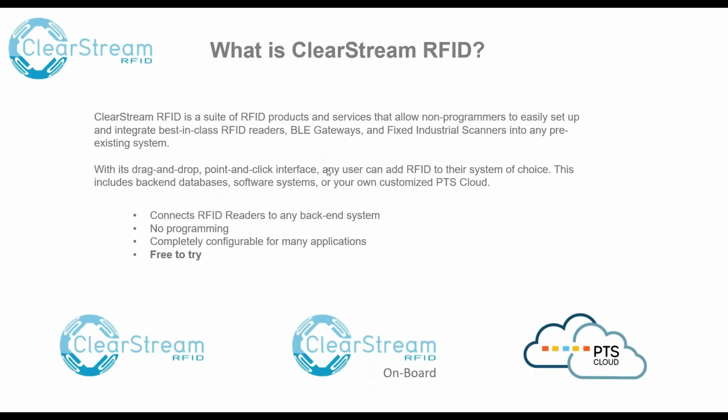The first slide is for anybody completely new to ClearStream RFID: what ClearStream RFID is. ClearStream RFID is a suite of RFID products and services that allow you to get up and running with fixed RFID, Bluetooth beacons, fixed industrial scanners, like I mentioned, and mapping those different types of data collection technologies into a pre-existing system. The real benefit of this software is that it's drag and drop and point and click. So all of those data collection technologies can be configured very quickly to map to a pre-existing system.